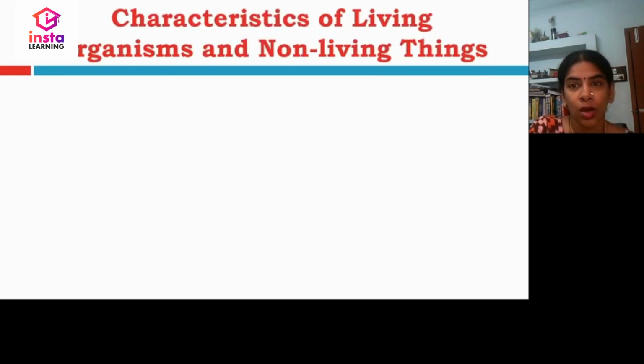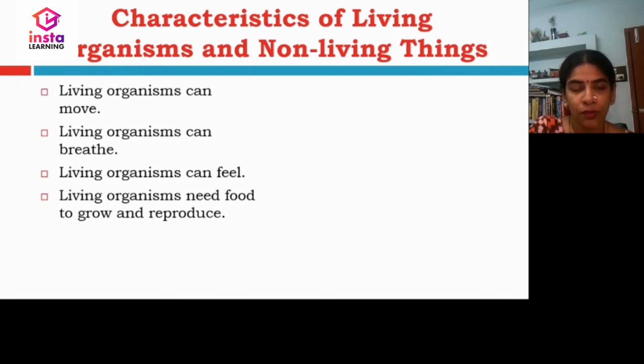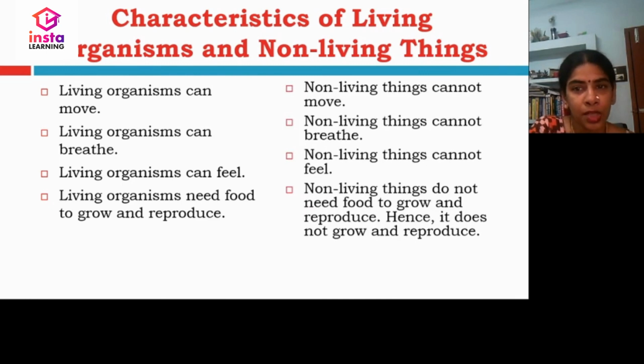Let us now differentiate the characteristics of living organisms and non-living things based on the discussion given. We can see that living organisms can move, can breathe, can feel and need food to grow and reproduce, while non-living things cannot move, cannot breathe, cannot feel and do not need any food to grow and reproduce.